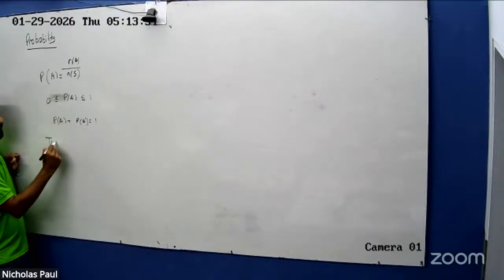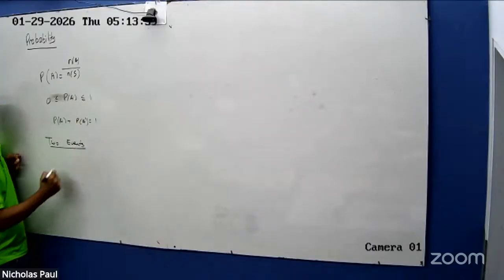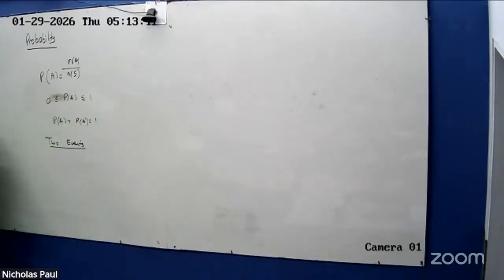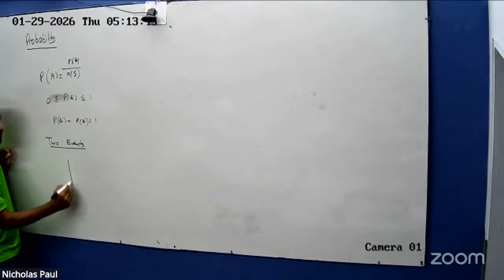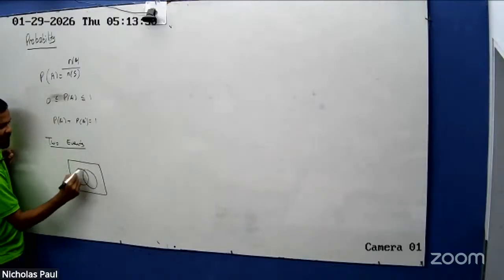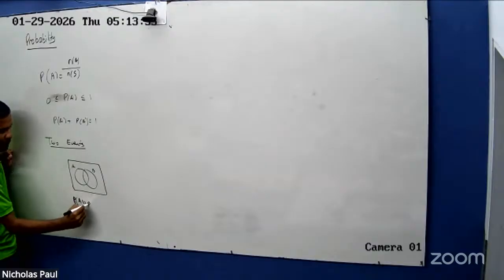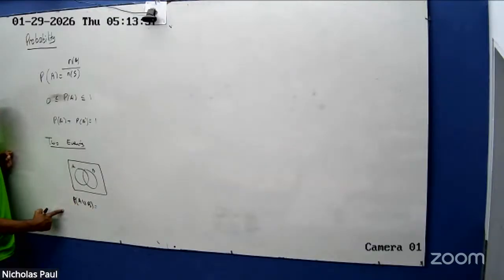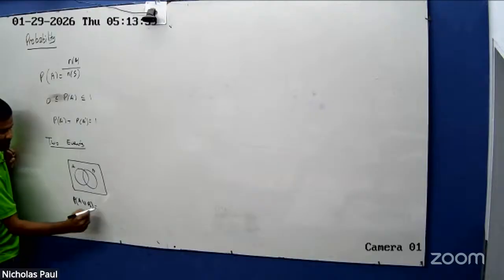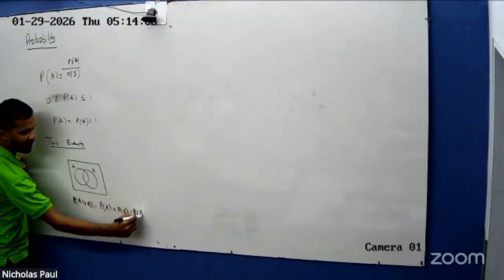What about if I give you 2 events? Let's say I gave you 2 events, A and B. How do I find the probability of A union B? Probability of A plus the probability of B minus the probability of A and B.